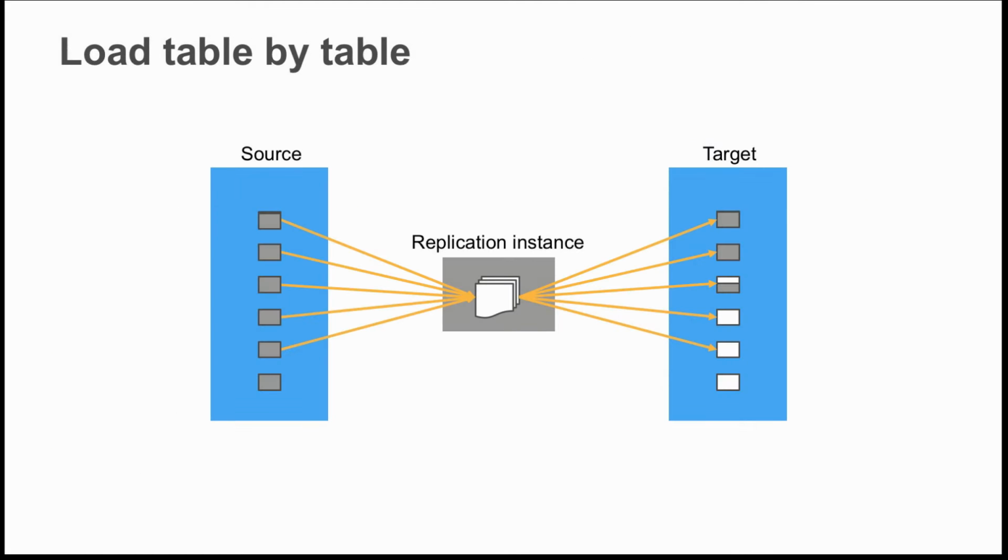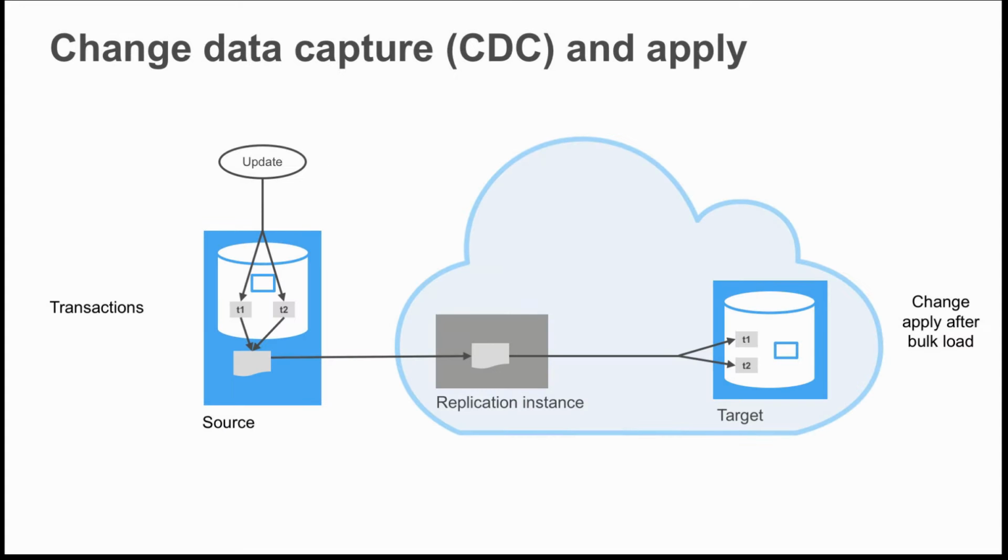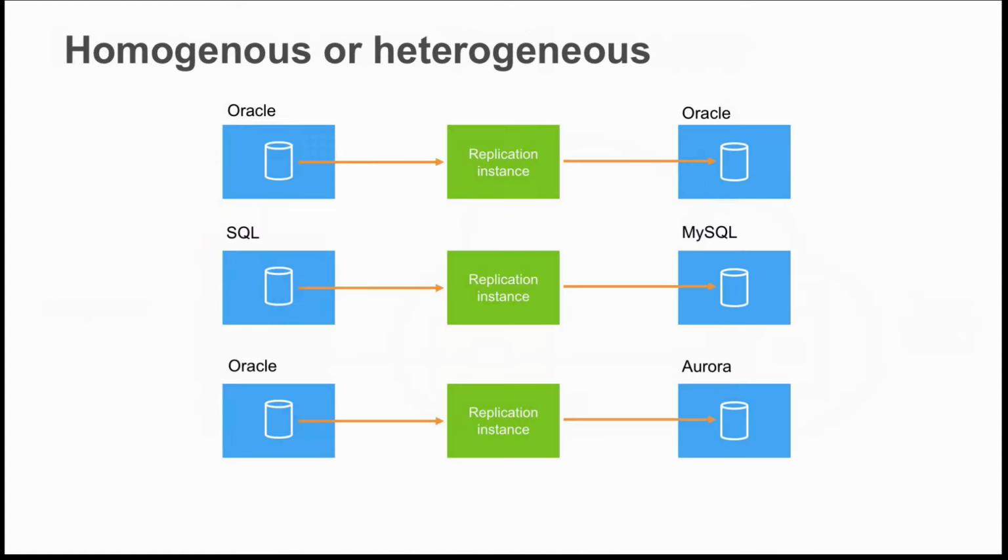So as I mentioned, you can load table by table. You can also fan out from one source database to multiple target database engines. You can also use change data capture so that the updates are constantly applied to the target database when you're doing a CDC replication. That means you want all the transactions that are happening to be captured and then applied to the target database. You can do that as well.